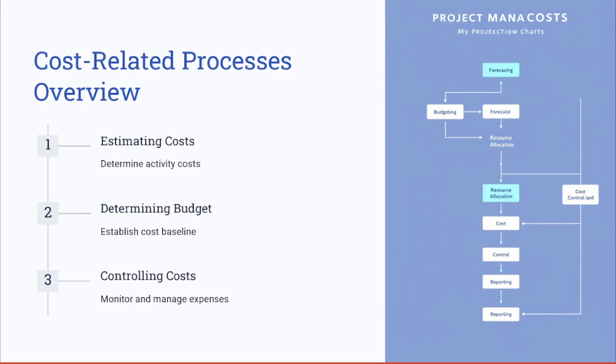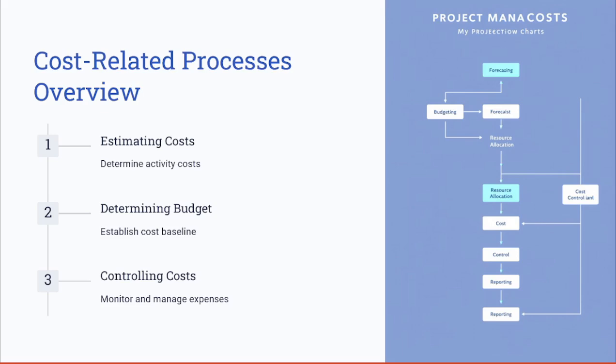Now let's have an overview of the cost related processes. Cost related processes include estimating the cost of activities that we have developed when we were developing the schedule. We found all of these activities. We estimated the time for each of these activities. Now it's time to estimate the cost of these activities.